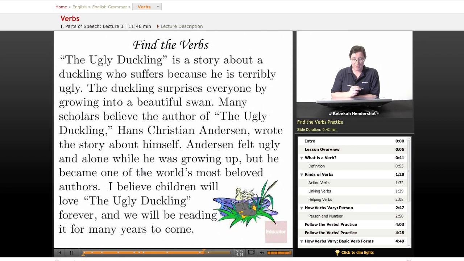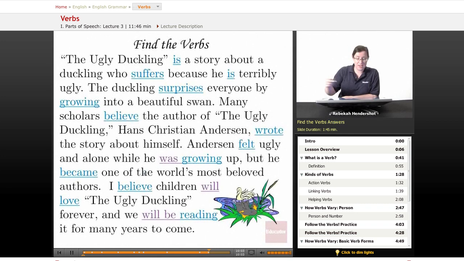Many scholars believe the author of The Ugly Duckling, Hans Christian Andersen, wrote the story about himself. Andersen felt ugly and alone while he was growing up, but he became one of the world's most beloved authors. I believe children will love The Ugly Duckling forever, and we will be reading it for many years to come. All right, take a good look, pause the video if you need to, find the verbs, and identify their forms.